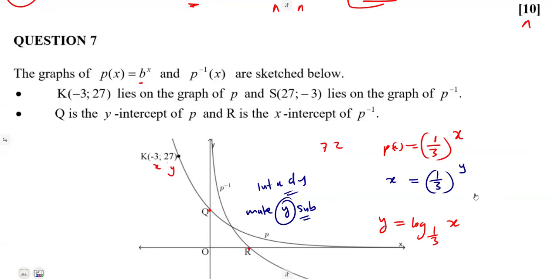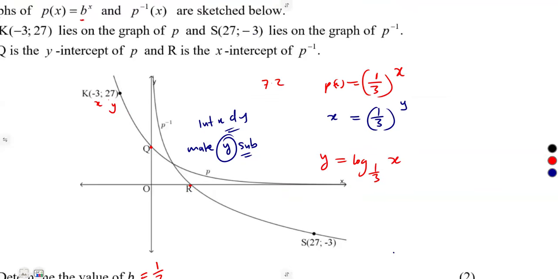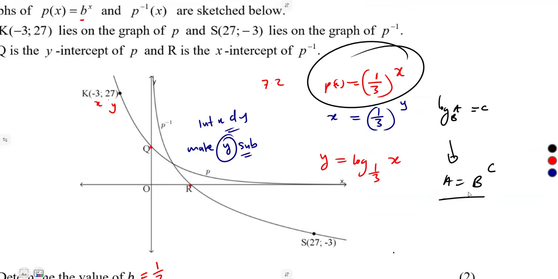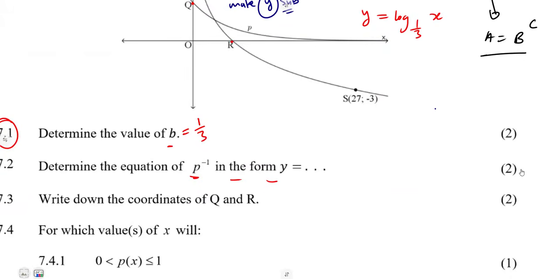As 1 over 3. So that is the inverse of what you're going to have. Remember this concept: log A base B is equal to C can also be written as A is equal to B to the exponent of C. So when you're given an exponential, rewrite as a log. When you're given a log, change to an exponential. That is the concept. So that's our inverse.